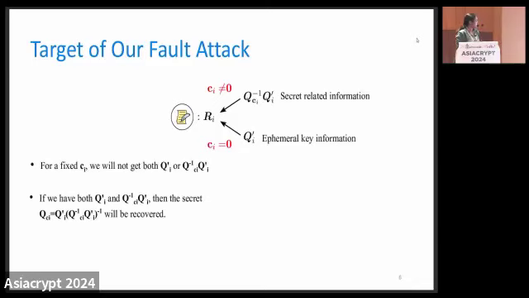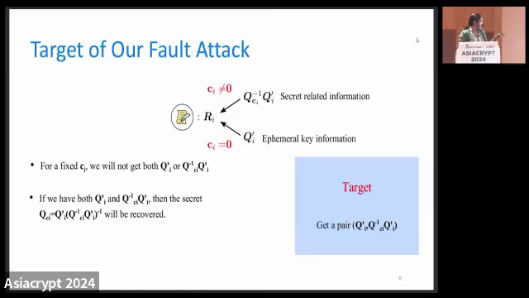So in our fault attack, our target is to find a pair: the ephemeral key and the secret related information for a fixed challenge value.